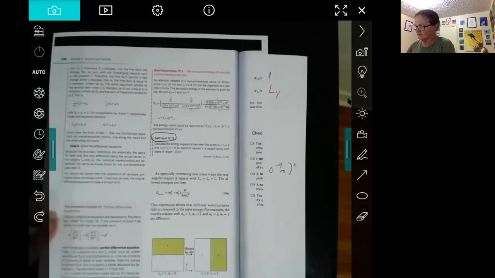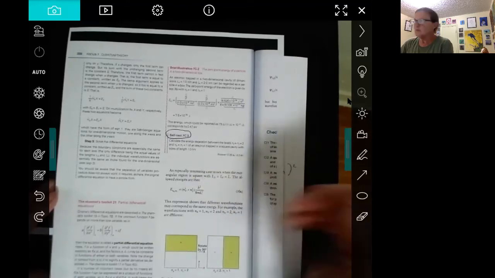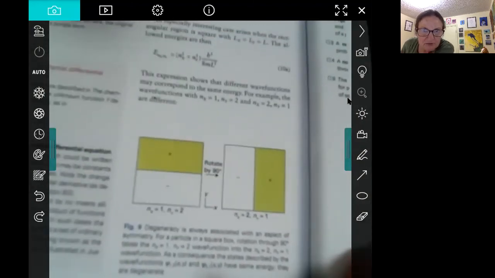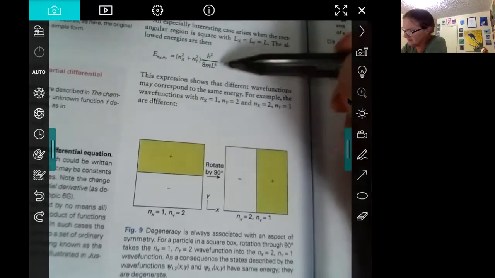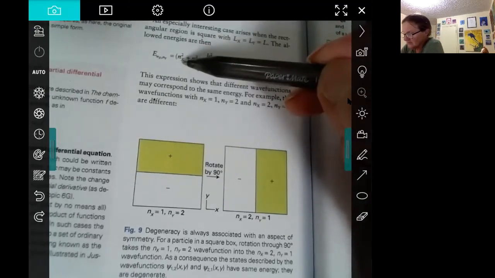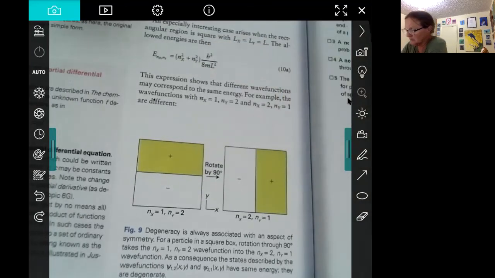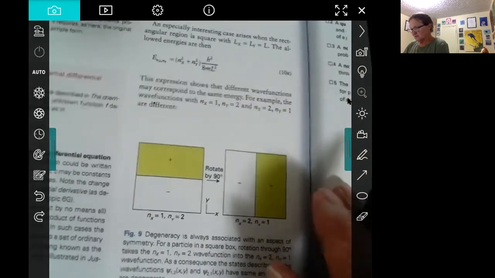So one more little concept, this was a large section, is the concept of degeneracy. If you have a box that's square, it's easy to see that if nx is 1 and ny is 2, or nx is 2 and ny is 1, you're going to get the same energy. So which dimension has more energy won't change things. But you'll have different wave functions for those two possibilities.